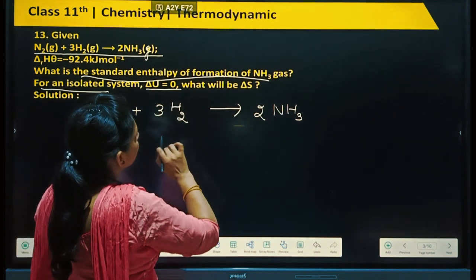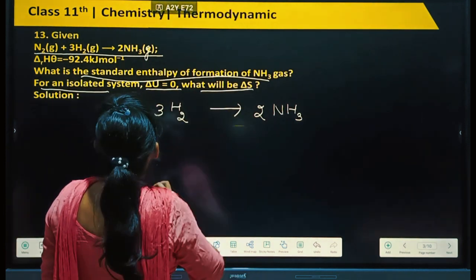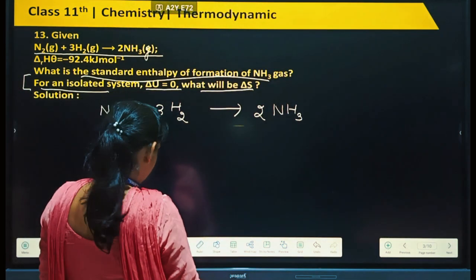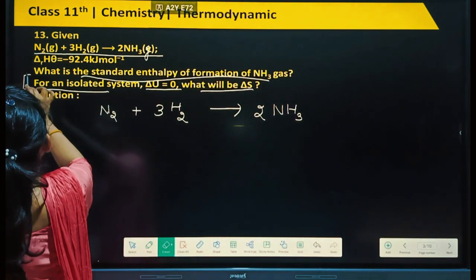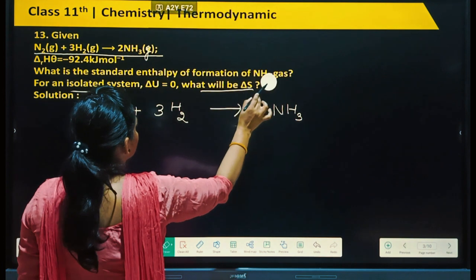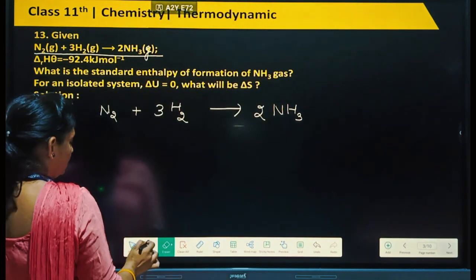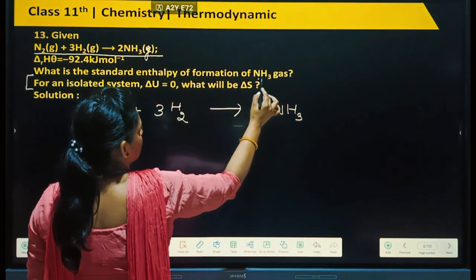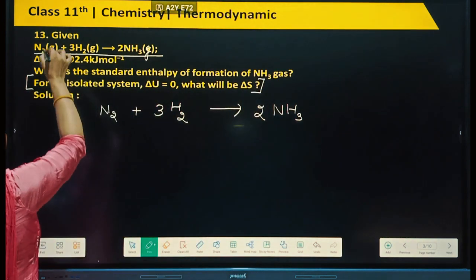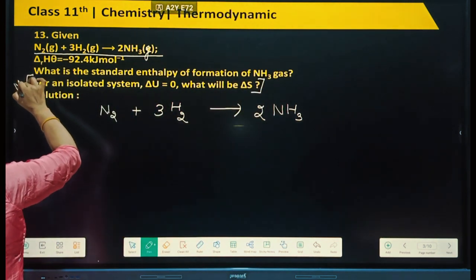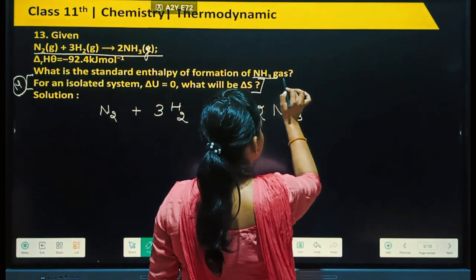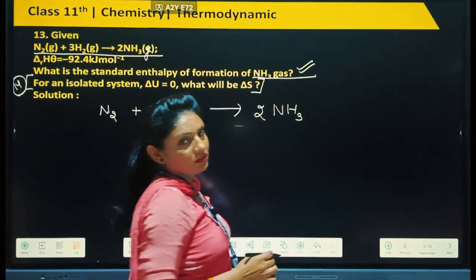For an isolated system, Del U is equal to 0. What will be? This one is the next question, beta. This one is a different question here. By mistake, it has printed in the same place. So only this question is still here. Only till here this is the question.